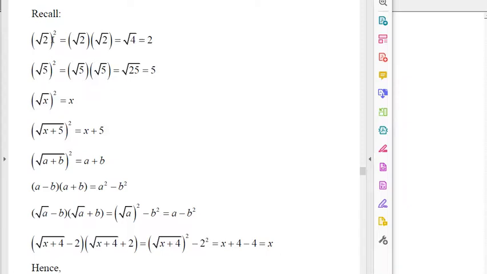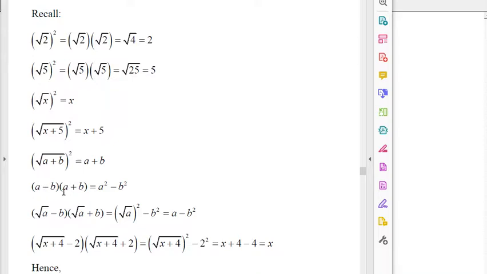Remember that the square root of 2 squared is 2. The square root of 5 squared is 5. And the square root of x squared, assuming x is positive here, is x. And the square root of x plus 5 squared is x plus 5. Again, the assumption is x plus 5 is positive. And the square root of a plus b squared is a plus b. So anytime we have a square root inside and then the squared outside, we just get whatever is under the square root.